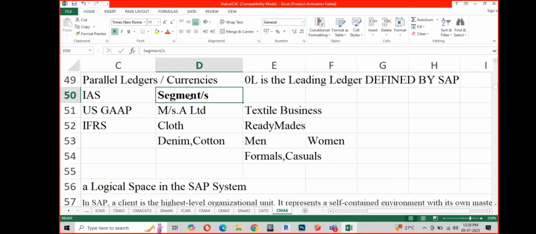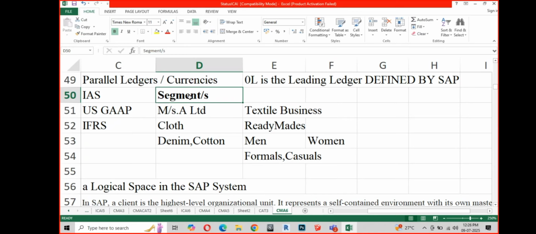Now, for example, let me assume that I am the owner of Messrs A Limited. I am into some textile business where I sell cloth. I also sell ready-mades, with items for both men and women. I have shirts, trousers, jeans, ready-mades for both men and women. I have both formals and casuals. And from the cloth, I deal with denim. I also deal with cotton, linen, woolen, whatever.